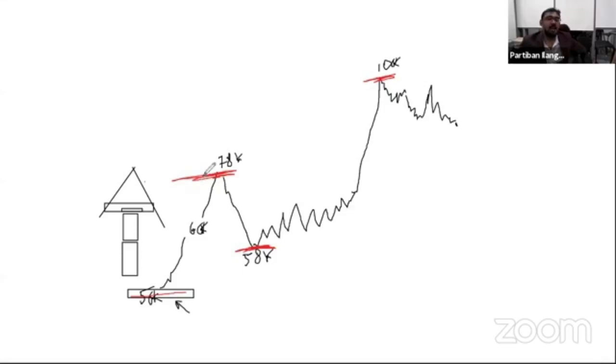Uptrend, yes. Okay, how can you say it's an uptrend? Because the starting price was 50,000 and it rallied to 78,000, then dropped to 58,000, then went to 100,000, and probably this one is at 80,000. So 80,000.